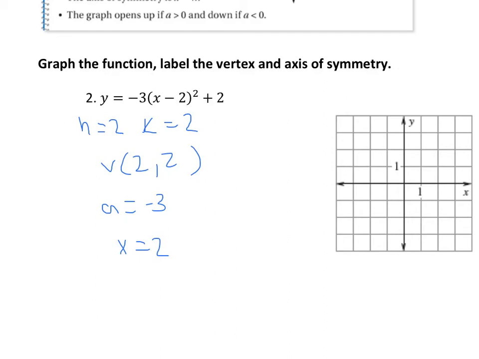So if I go to (2, 2), there's my vertex. The axis of symmetry, x equals 2. A is -3, so that means it opens down. So there we go. Let's take a look at another example.